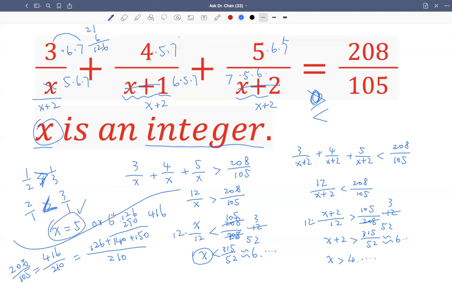So 5 is the solution. And 6, you may check. 6 cannot be the solution. All right, 5 is the solution. All right.